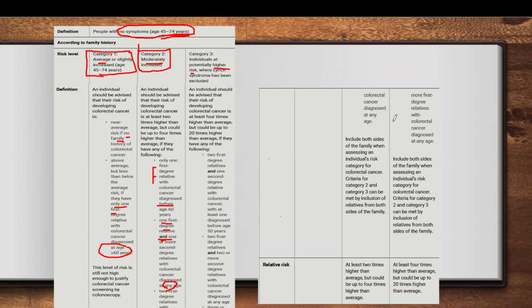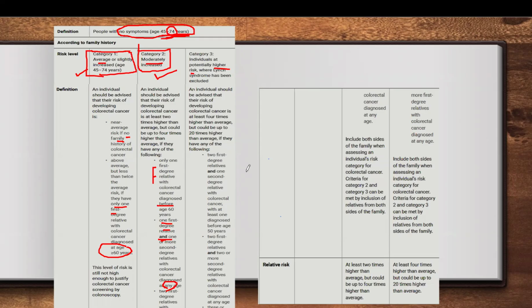It is also important that you follow the latest guidelines for colorectal cancer, and for those guidelines, you can refer to the Red Book that is very much updated. So for category 1, we are doing FOBT 2 yearly, and for category 2, we are doing colonoscopy every 5 years from the age of 50 or 10 years younger than the first degree relative's age, whichever is earlier, up till the age of 74 years. Clear, guys?